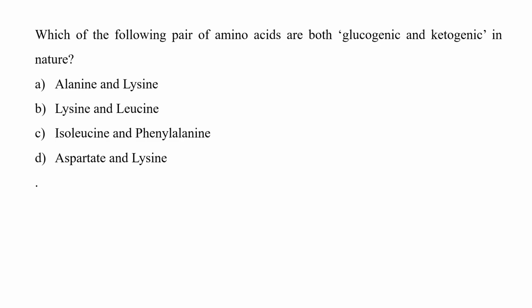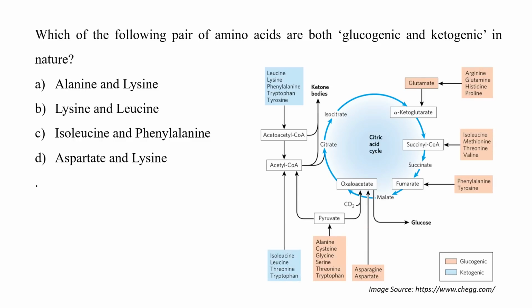Which of the following pair of amino acids are both glucogenic and ketogenic in nature? Alanine and lysine, lysine and leucine, isoleucine and phenylalanine, or aspartate and lysine. If you look at the figure, you can figure out that lysine and leucine are the pure ketogenic amino acids. While there are 5 amino acids which are both glucogenic and ketogenic.